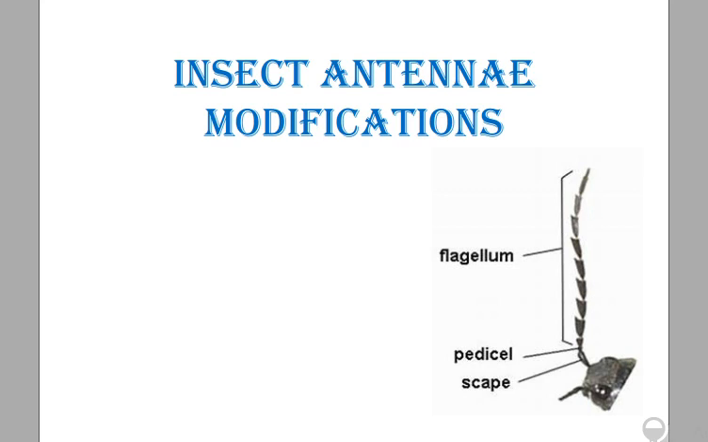So hello everyone, we are back again, and in this video we will discuss various modifications in insect antennae. We have already talked about the basic structure of insect antennae in another video. As we can see from this figure, this is the flagellum, the uppermost part, the basal part is the scape, and in between there is the pedicel. So this is the basic structure, and in this video we will discuss various modifications in insect antennae.